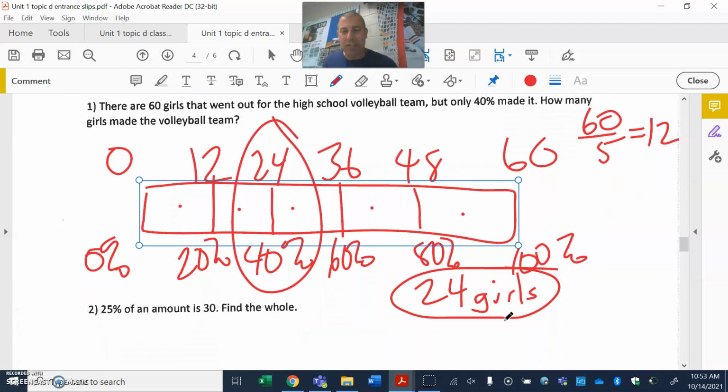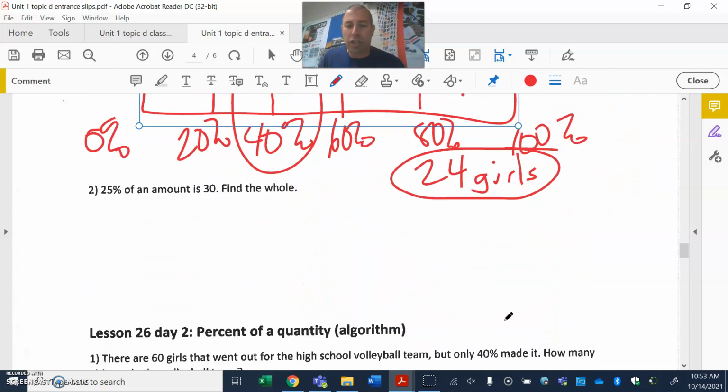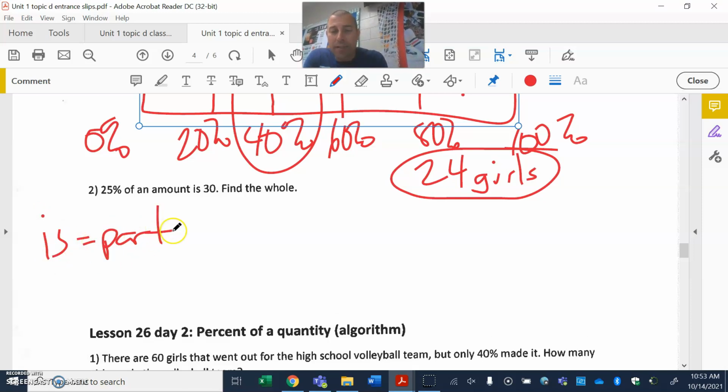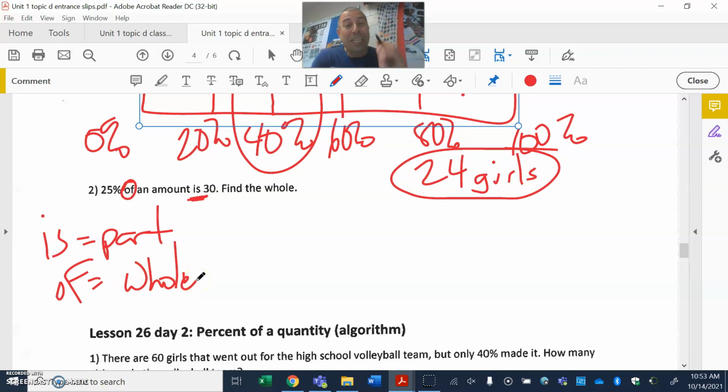Let's go down here to the next one. Now, here's the thing about question number 2: there's no context. There's no background knowledge. So it is difficult to figure out the whole and the parts. But we're going to show you something here. There is something we do want to be aware of. Is is a key word. Is always represents the part. Of always represents the whole amount. So even without any background information, we can still handle it.